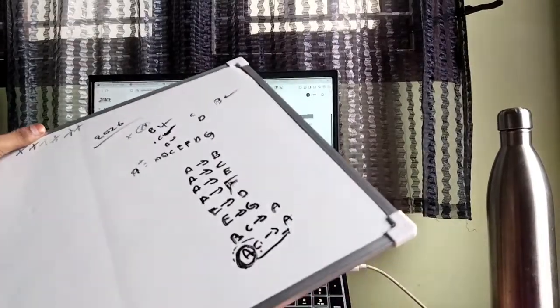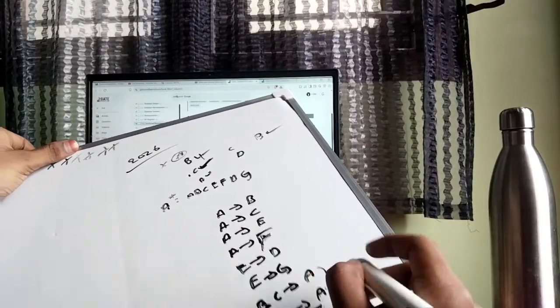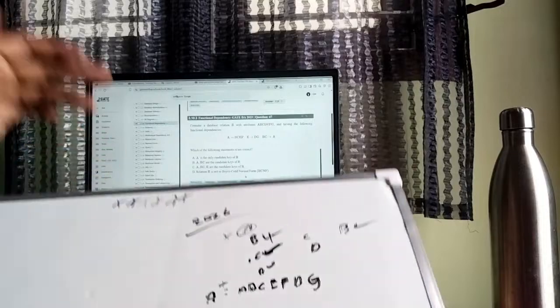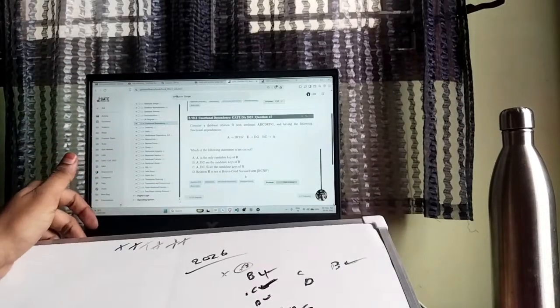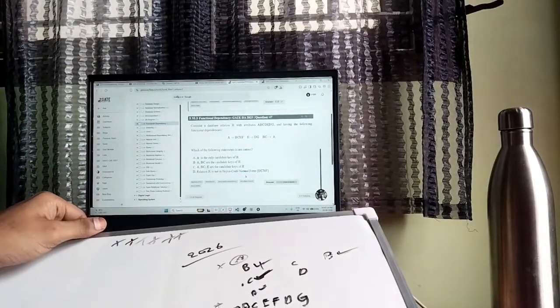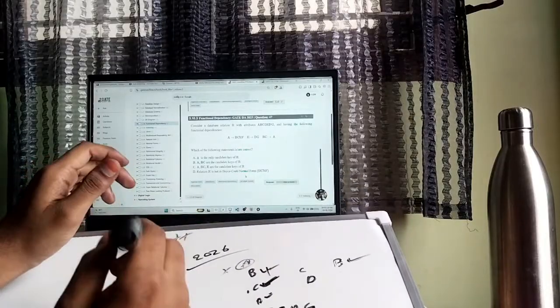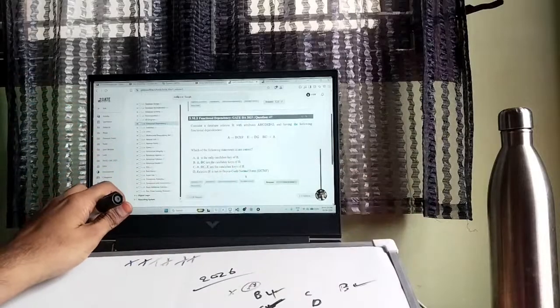So you can see here, this is partially dependent. So it is not in 2NF. If it is not in 2NF, it is not in 3NF and BCNF and also not in any higher normal form. So how does this normalization work? First of all, let me say one simple logic.